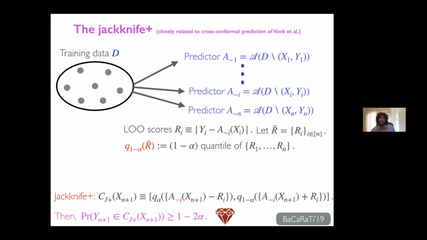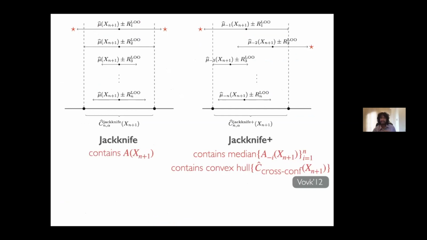So here it's useful to visualize it. This is a visualization of it. On the left is Jackknife. I've replaced A by mu hat because I've copied the figure from the paper. But essentially what the left is showing is what Jackknife does. It centers the various intervals at the same point, mu hat of x_{n+1} or A of x_{n+1}. It always centers at that point and adds and subtracts these different leave-one-out residuals. And then based on these various intervals, it takes the 1 minus alpha quantile of those. On the other hand, Jackknife Plus does something slightly different.